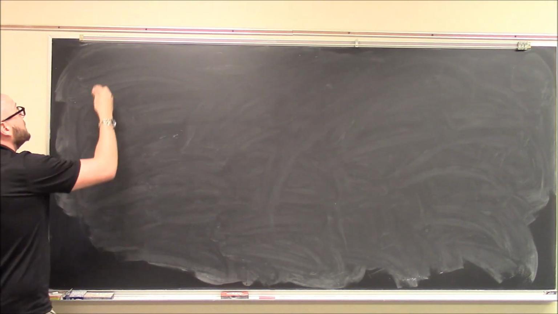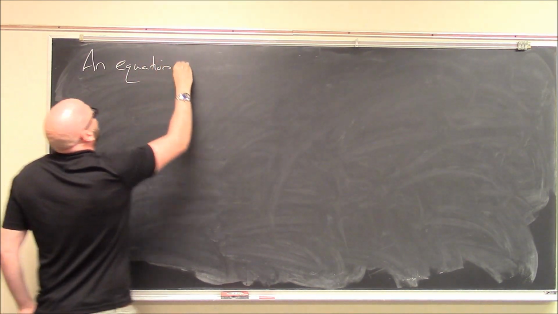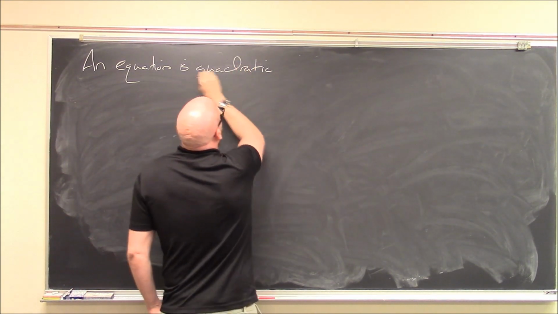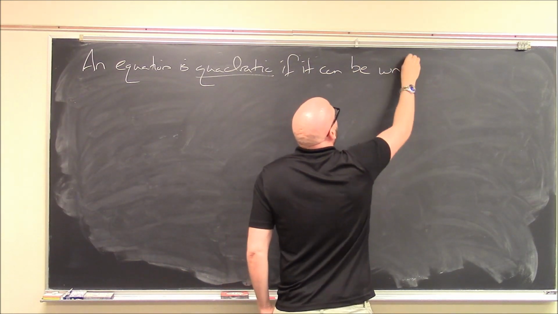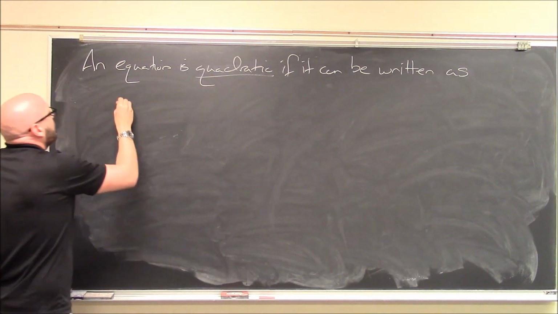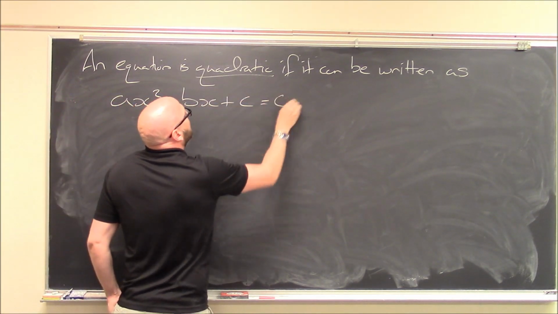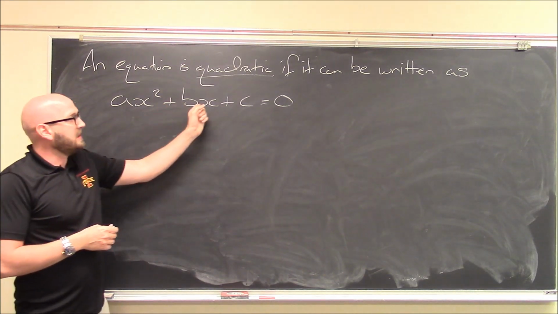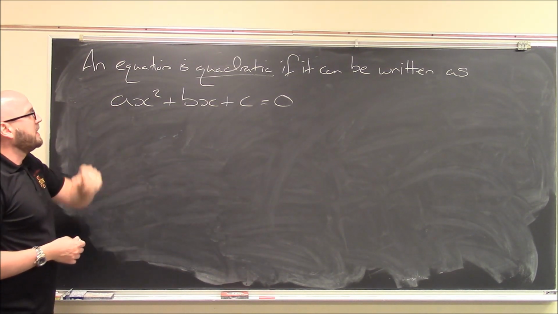Alright, next up we've got quadratic equations. An equation is quadratic if it can be written as, or in the form, ax squared plus bx plus c equals 0, right? So instead of just having something times x plus some constant, like a linear equation, I've got an x squared term in here as well.